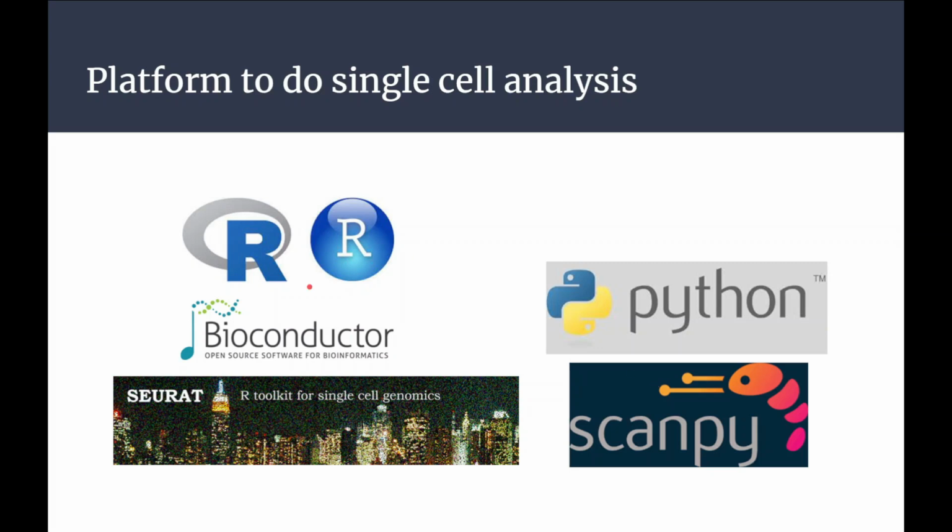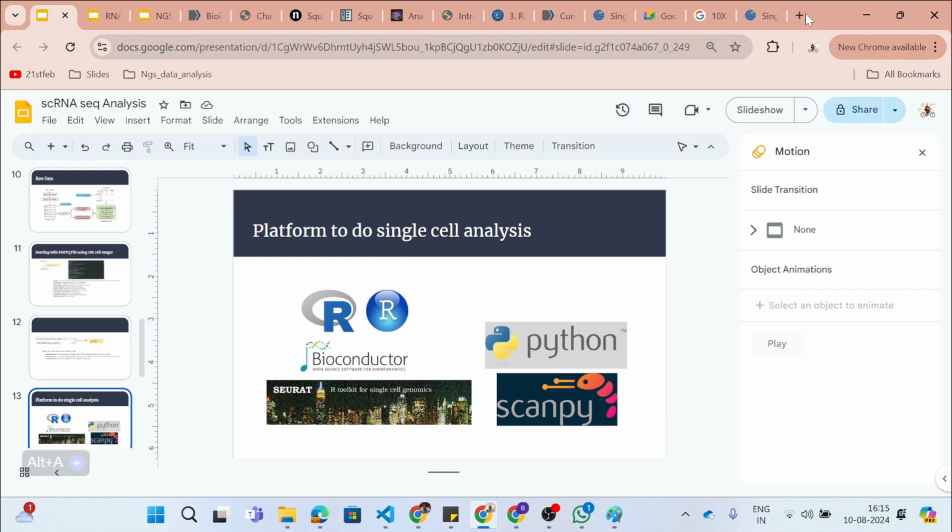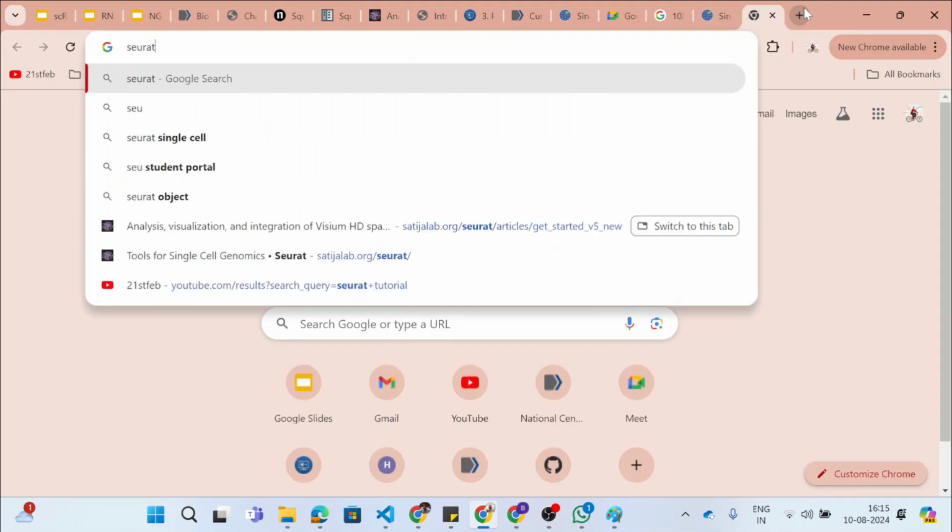For R, there is an existing package that we call Seurat. Seurat has all the inbuilt methods already created. You can simply use those methods to do the analysis. You can also create your own method if you are interested. If you are not interested in creating your own method or don't want to spend much time, you can use the existing methods from the Seurat package. The second one is Python, or Scanpy.